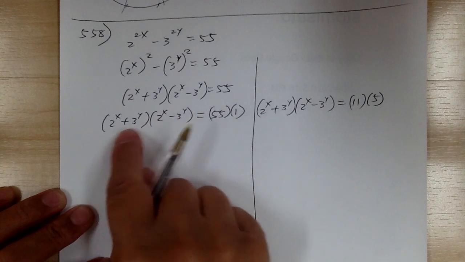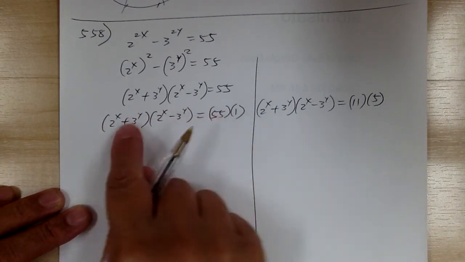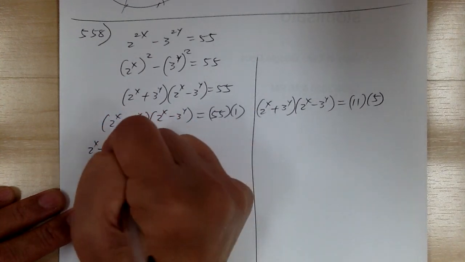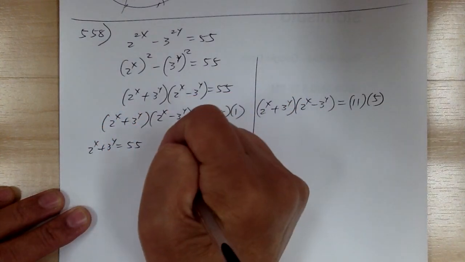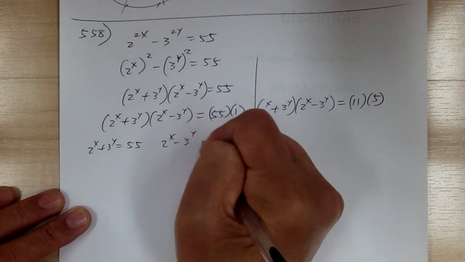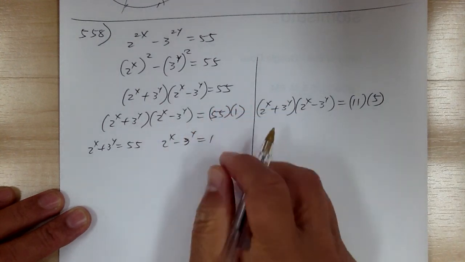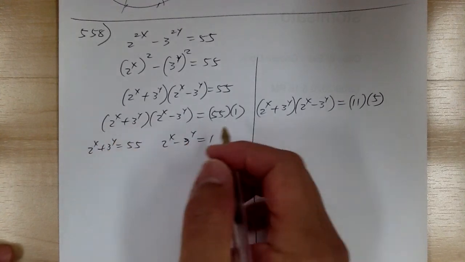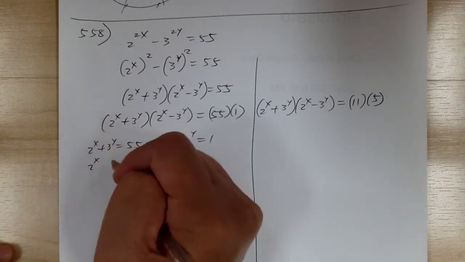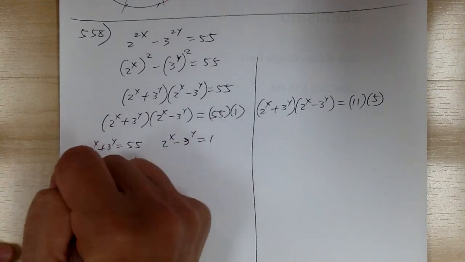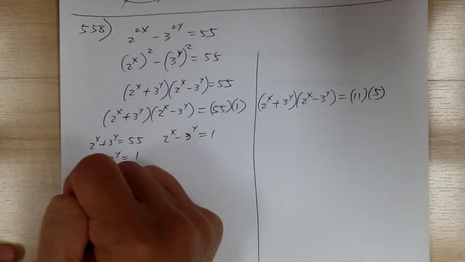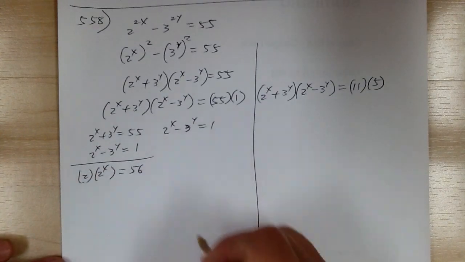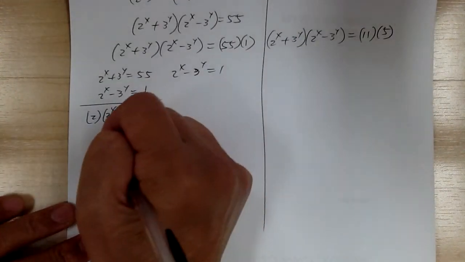So from here you can go and set matching it to each other, right? So you got 2 to the x plus 3y equal to 55, and you got 2 to the x minus 3y equal to 1. Okay, so I'm going to put this under here to eliminate the 3 to the y. So you add, so you get 2 times 2 to the x equal to 56. Okay, and you divide by 2.